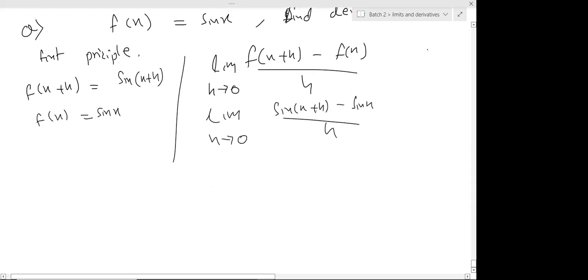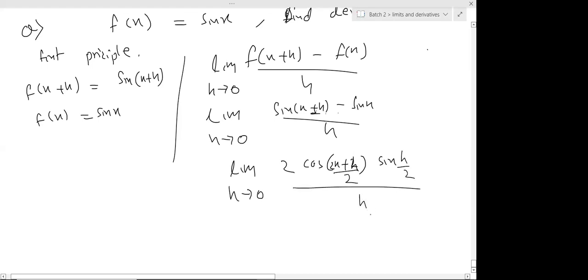Alright, now you can use the formula for sine C minus sine D, which is 2 cos of (C plus D) by 2 times sine of (C minus D) by 2. So C plus D is 2x plus h, and C minus D is h, so this is sine of h by 2, whole divided by h. Now if you put h equals 0 here, this becomes cos x, so no worries there, but the sine part becomes 0 by 0.